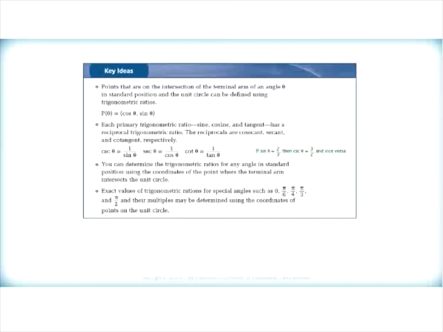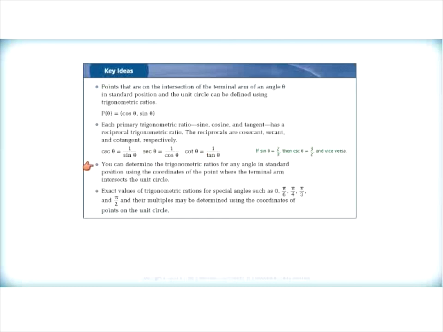Okay, summary of key ideas here. Let's have a look at these. Points that are on an intersection of the terminal arm and an angle theta in standard position and the unit circle can be defined using trig ratios. P of theta equals cosine theta comma sine theta. Each primary trig ratio, sine, cosine, and tan, has a reciprocal trig ratio, cosecant, secant, and cotan, and here they are.